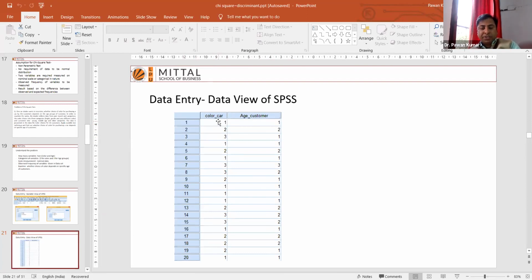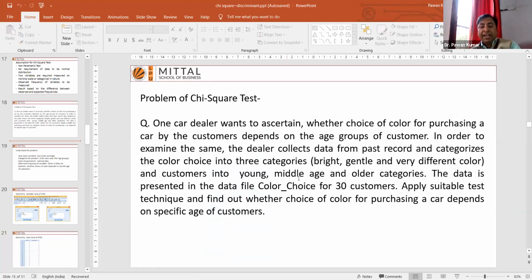He is mentioned in your questionnaire. He selected 1, and the age of the customer is also coded 1. This is the coding when you do coding. The second respondent chooses the second color, and the customer's age is the second coding. Second coding means middle age. 1 means young, 2 means middle age, 3 means older category. Similarly, in the color of choice, 1 means bright, 2 means gentle, and 3 means very bright.